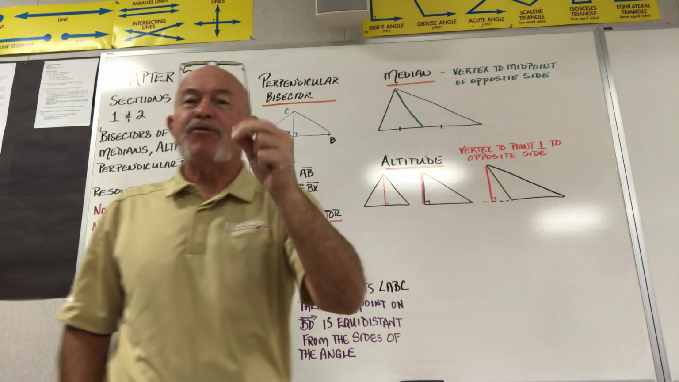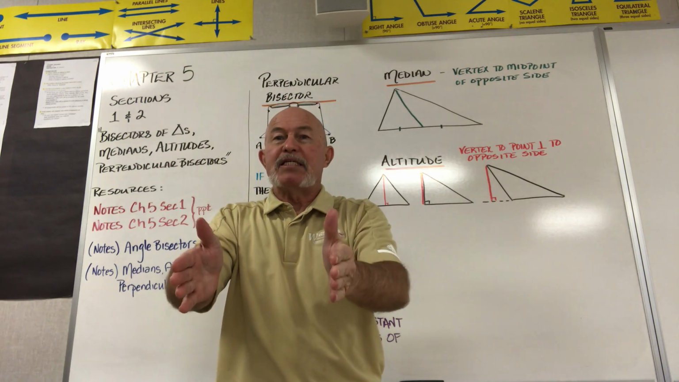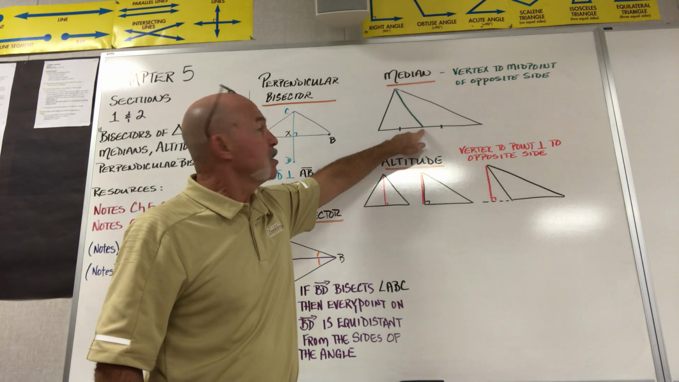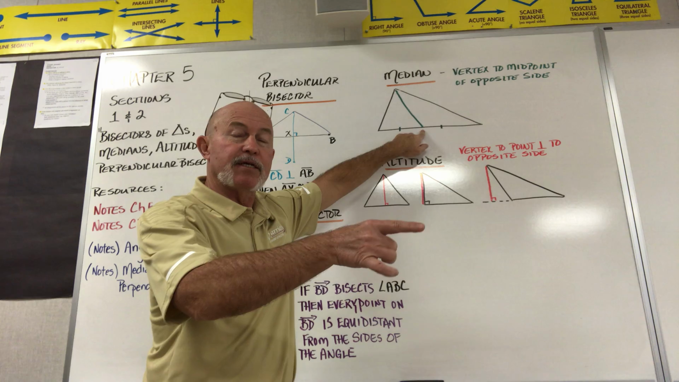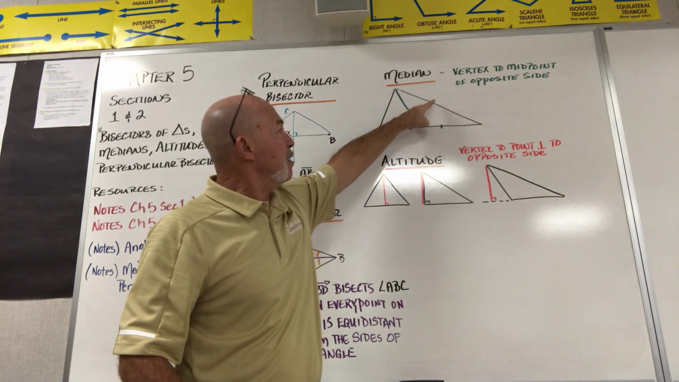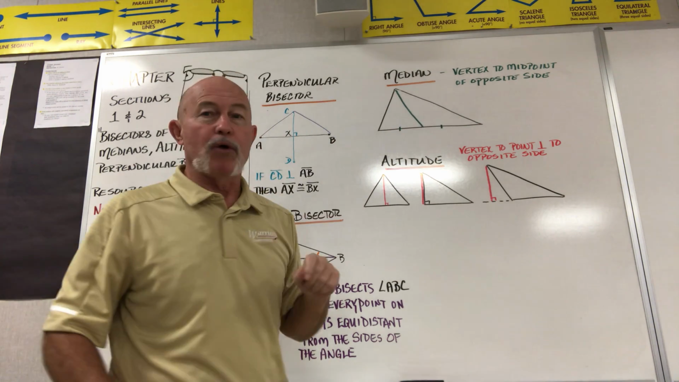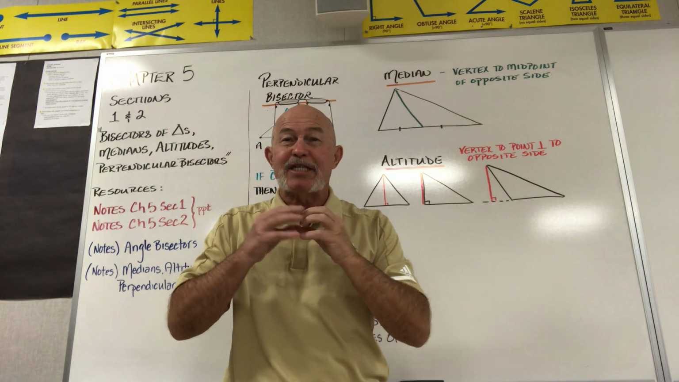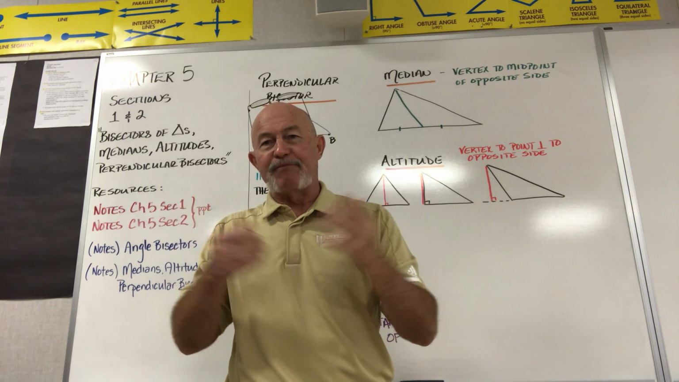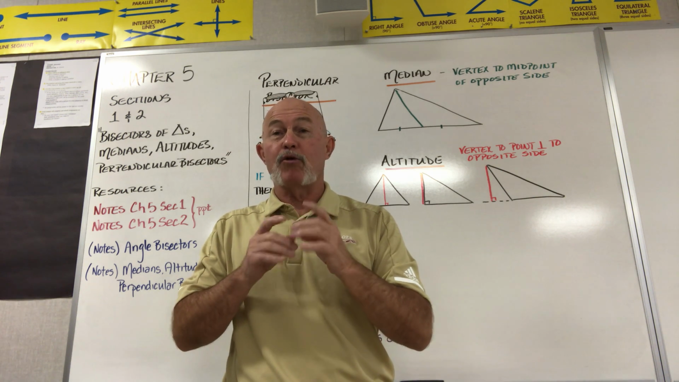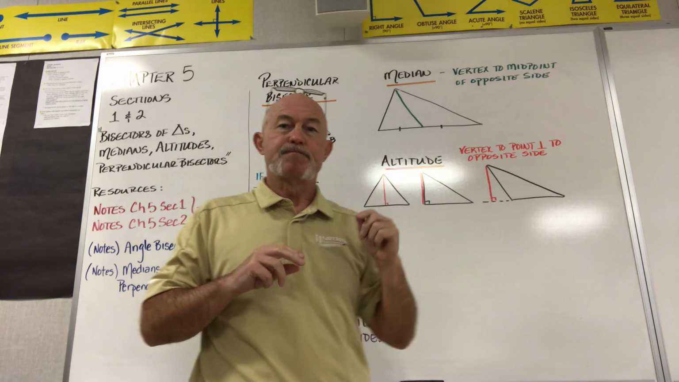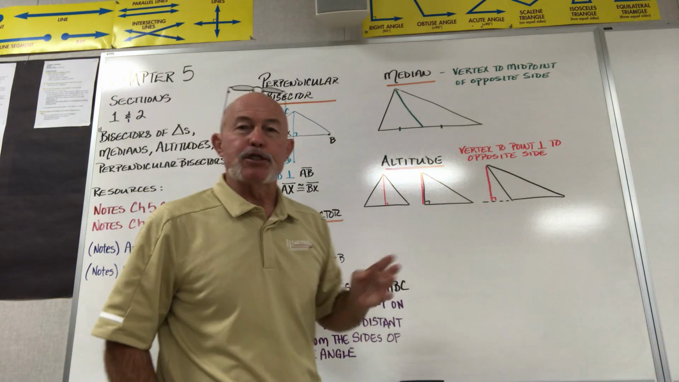Median. Think about the median on a highway. It's in the center. That's what a median segment does. It goes from a vertex to the midpoint of the opposite side. There are 3 in every triangle. Vertex to midpoint. Vertex to midpoint. All 3 intersect in the center. We'll get into that in a second. There's a funky name for that. I'm not really worried about you knowing it, but I want you to understand what it means when you see it.